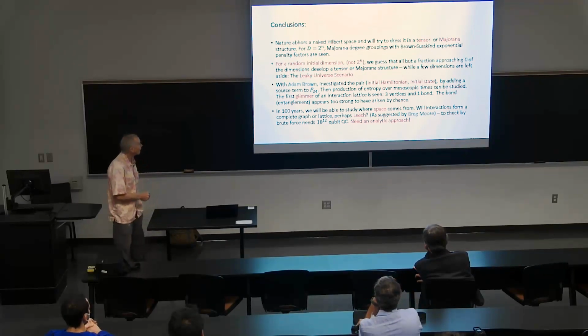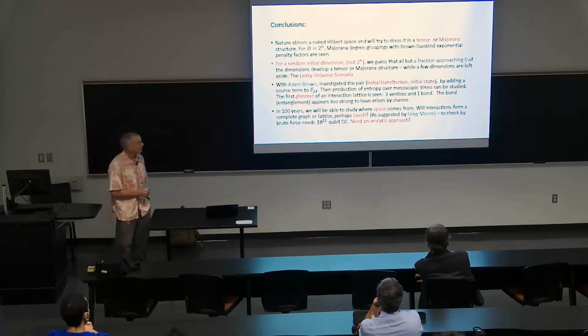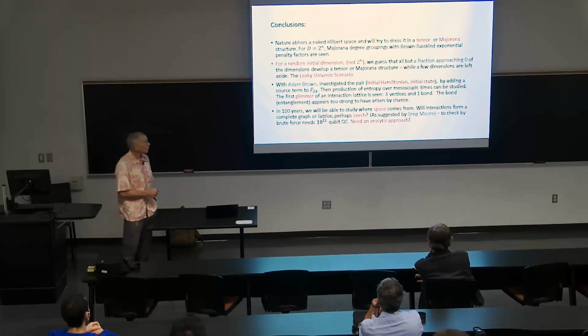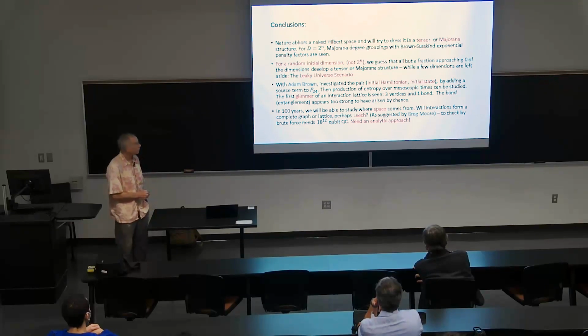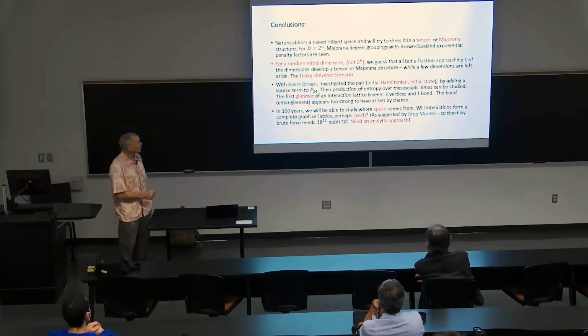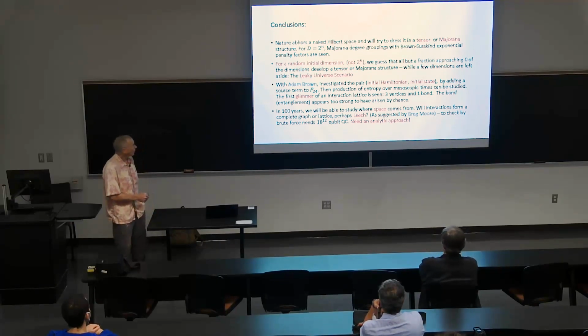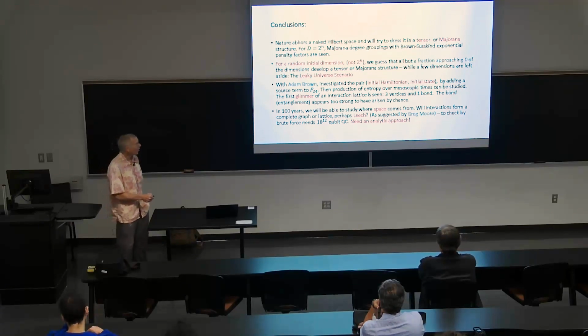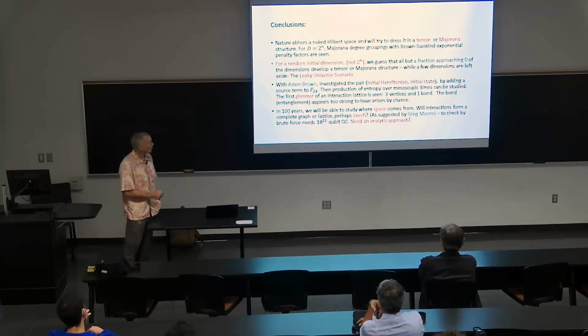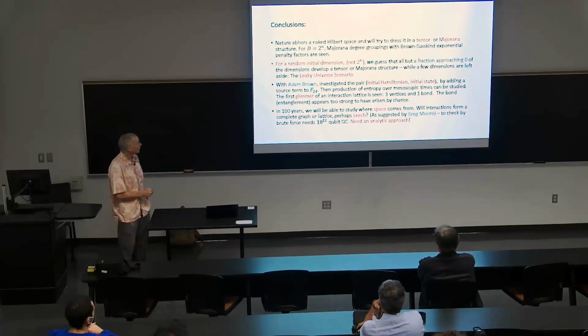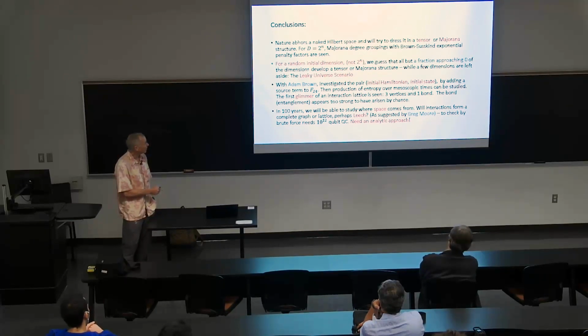Okay, so to wrap up with the conclusions, I think the main conclusion we found is that nature abhors a naked Hilbert space and would like to dress it with some additional structure, a tensor structure or a Majorana structure. And in the Majorana case, groupings of principal values, principal axes, roughly obeying Brown-Sussman exponential penalty factors were observed. When we took random initial dimensions that are not powers of 2, we saw in the very low dimensions, and guess as if we went to higher dimensions, that a small fraction would be removed, resulting in a smooth number that factored into qubits, small local degrees of freedom. And this removal of a small section before factoring into many-body physics, that was what we called the leaky scenario.